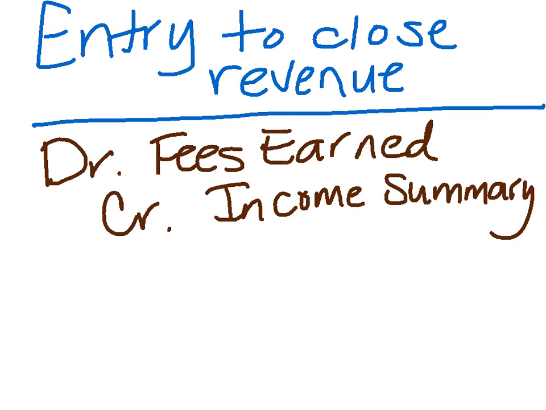Since we want to bring our revenue account, fees earned, balance to zero, we would debit fees earned and then credit an account called income summary. Fees earned has a normal credit balance, or it increases on its credit side. That's why we are debiting fees earned in order to bring it to zero. The income summary account is simply a clearing account that's used to summarize income.